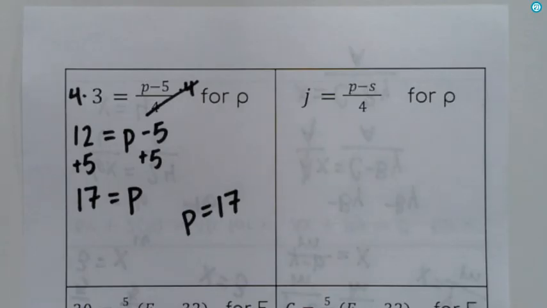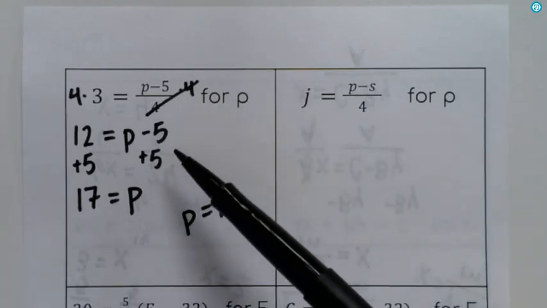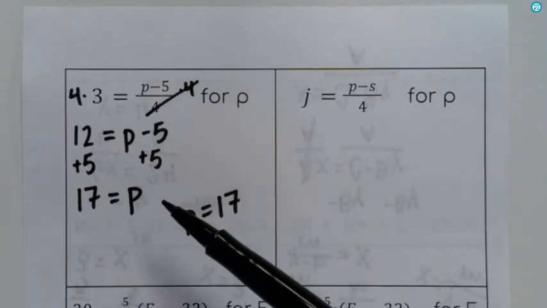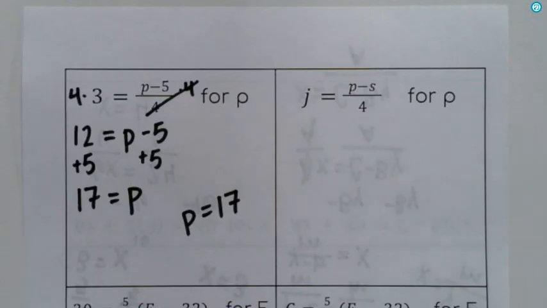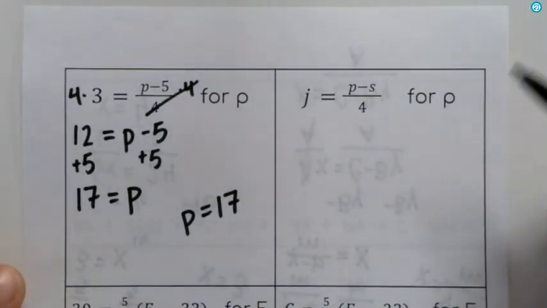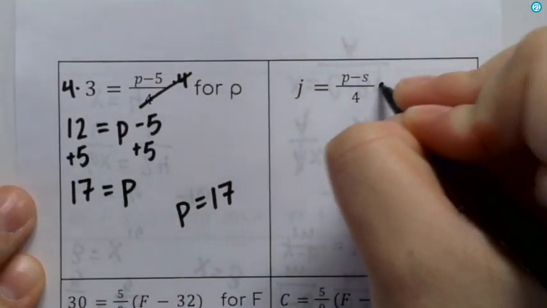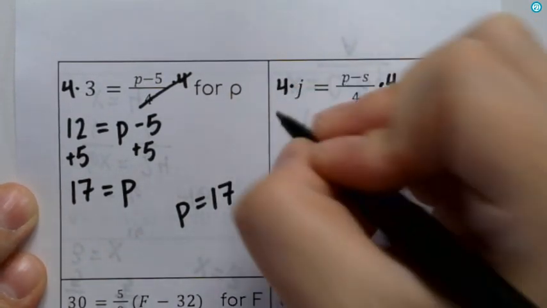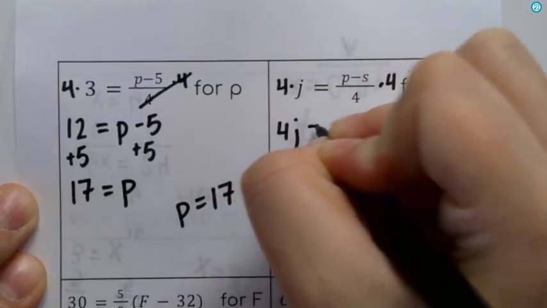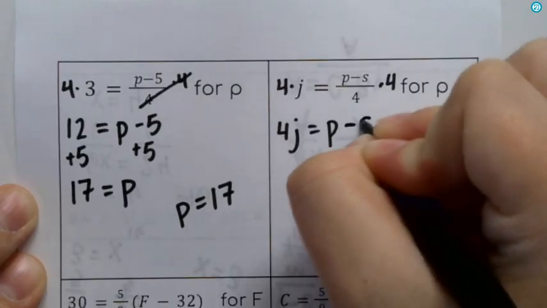Okay, what was the first thing we did in this problem? Yeah, you multiply. So the first thing I'm going to need to do in this problem is also multiply. So I'm trying to solve for p once again. I'm going to multiply both sides by 4. And I'm going to end up with 4j equals p minus s.